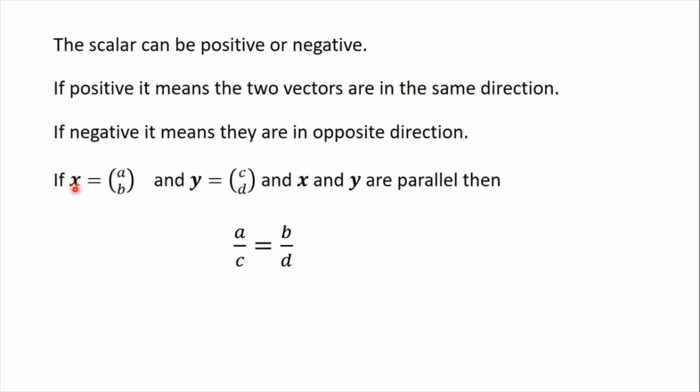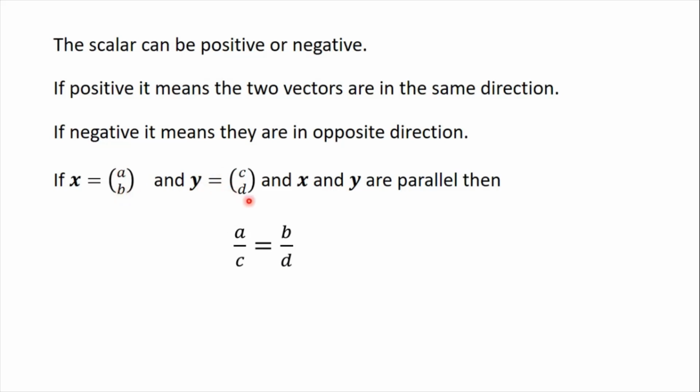Here we are saying that if vector x is (a, b), the components are a and b, and the components of vector y are c and d, and x and y are parallel, then if you divide the x component of this vector by the x component of this vector, the value that you get should be the same as dividing the y component of one vector by the y component of the other vector. Hope that is clear. So if vector x is parallel to vector y, then if you divide a by c, you should get the same answer as dividing b by d.